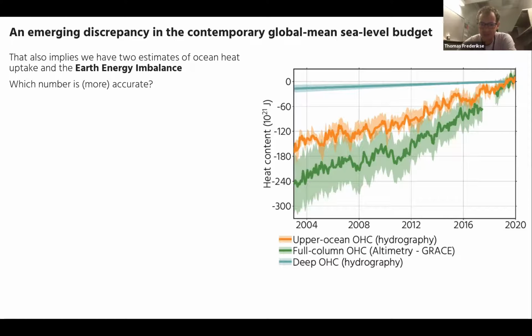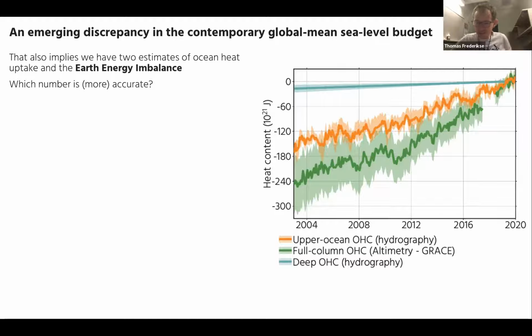But now we get a different number for the ocean heat content based on this approach, which shows a larger increase in ocean heat content. So that might mean, if we assess this mismatch as a problem with the hydrographic observations, that's not the only option, but it's one possibility, that the Earth energy imbalance is actually slightly larger than what we currently estimate from Argo observations. And now, of course, the question is which number is more accurate.